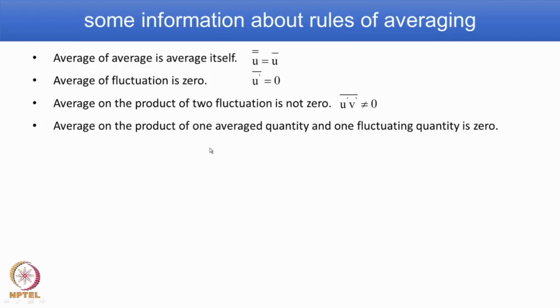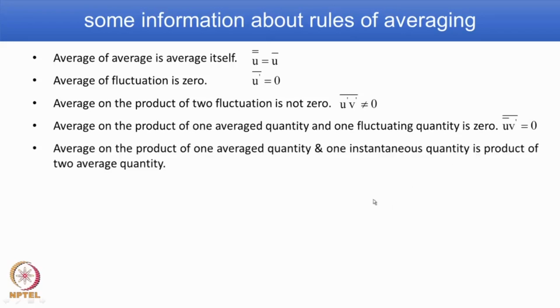Average of the product of one averaged quantity and one fluctuating quantity is 0. Expression wise, u bar is an average quantity and v prime is a fluctuation. You have a product u bar v prime, and if you take an average on that, it is equal to 0. Average of the product of one average quantity and one instantaneous quantity is a product of two average quantities. So u is an instantaneous quantity, v bar is an average quantity; you multiply both, then take an average, and that results in u bar and v bar.